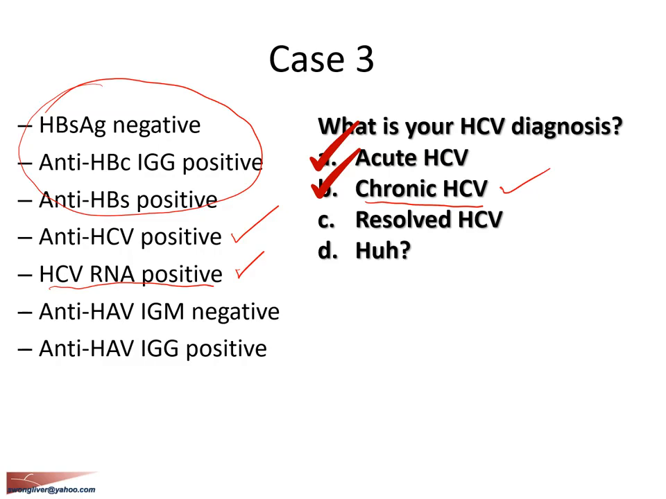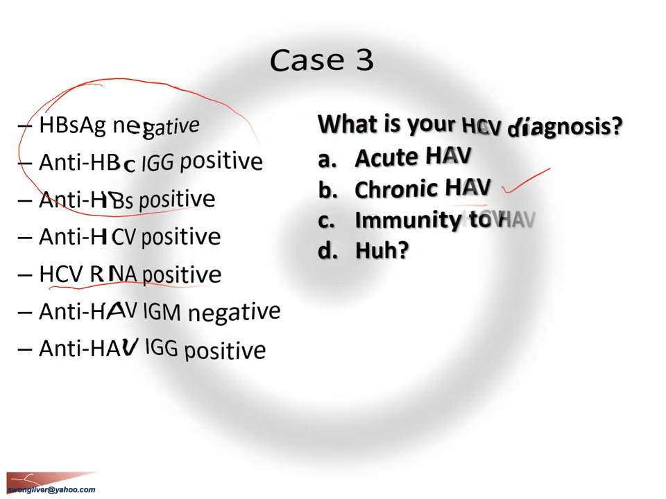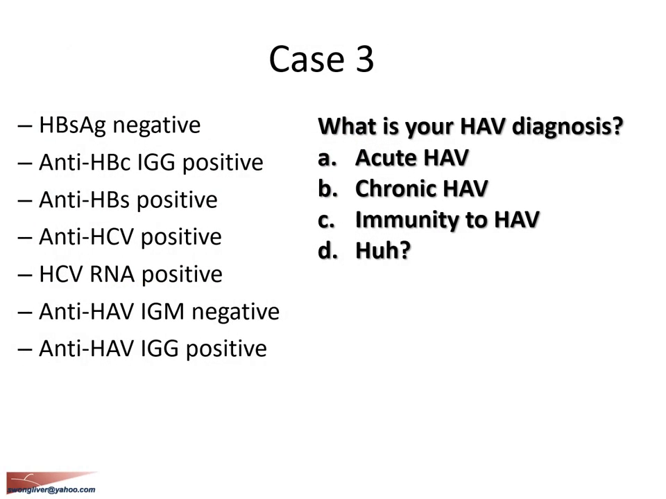Another thing is that usually for acute hep C, the ALT levels should be very, very high because as I've said earlier, if you have acute infection, the ALT is usually very, very high. What about the hep A diagnosis? IgM is negative, IgG is positive. I think you already know the answer here. The patient has immunity to hepatitis A, maybe from vaccination or maybe from exposure as a child.